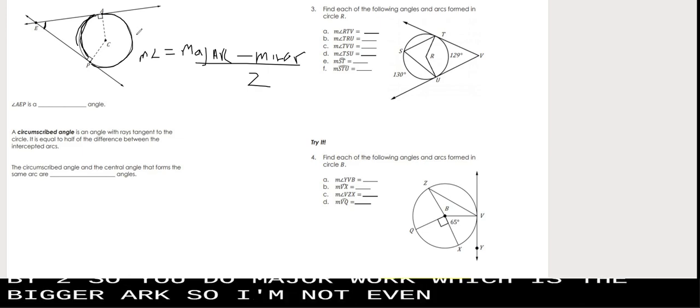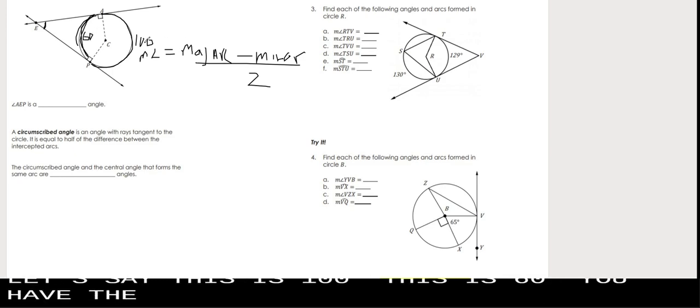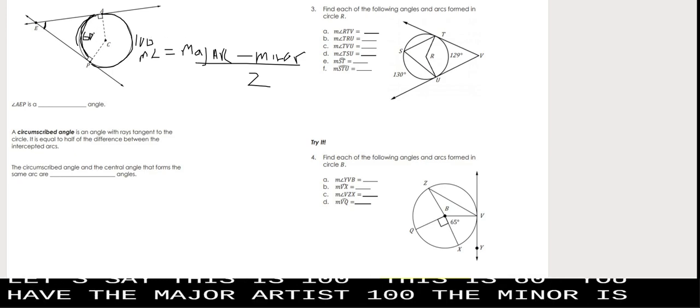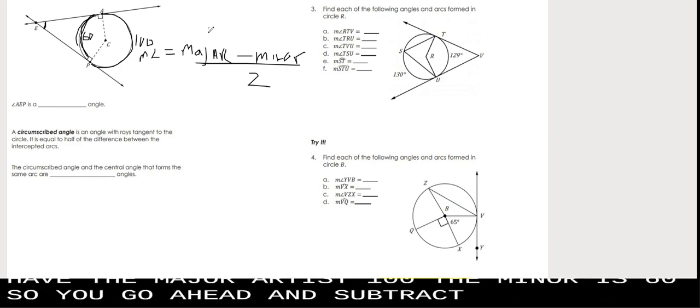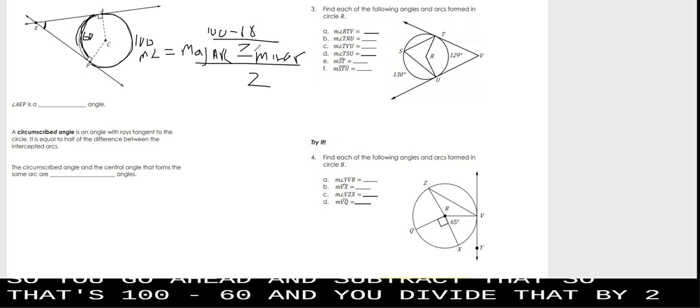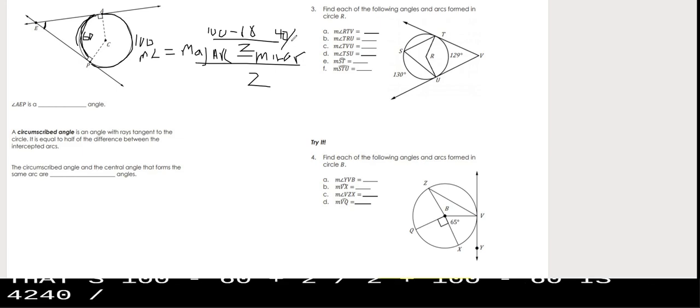So I'm going to give you an example. Let's say this is 100 degrees and this is 60 degrees. The major arc is 100 and the minor is 60, so you go ahead and subtract: 100 minus 60, and you divide that by 2. 100 minus 60 is 40, so 40 divided by 2 will give you 20.